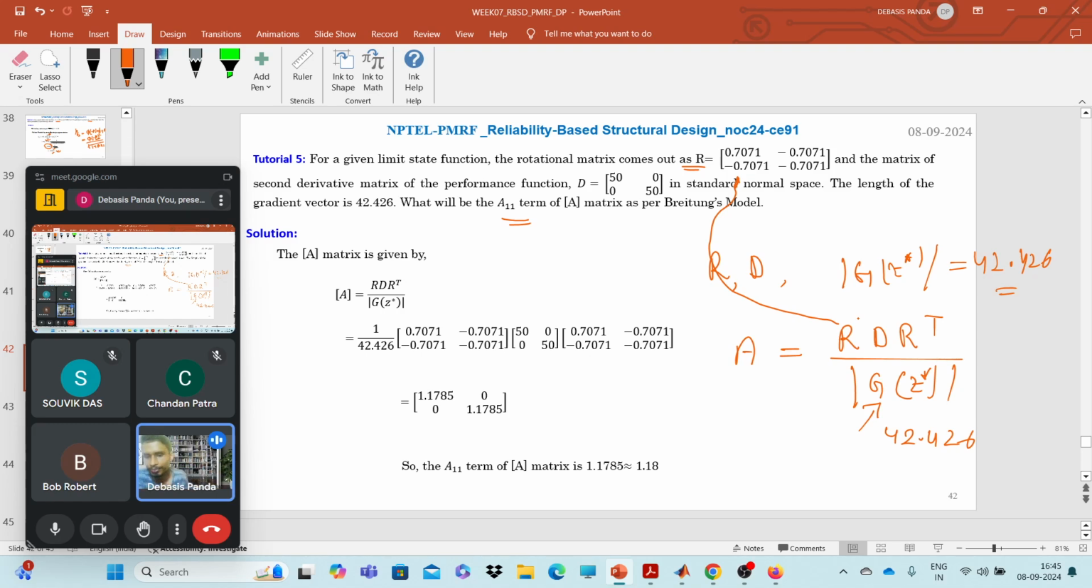Just do the matrix operation, and you will have that A is equal to this. Okay. Now once we have the A matrix, A11 will be this, A12 will be this, A22 will be this, and all these things. Clear? So A11 will be 1.1785, nearly equal to 1.18. Clear?